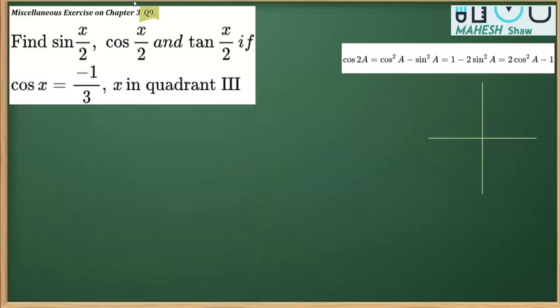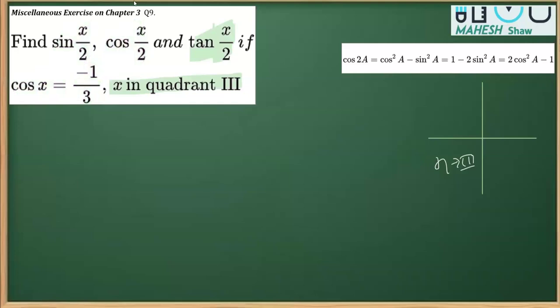We are now on question number 9, miscellaneous exercise, chapter 3, trigonometric functions, class 11th. In this question, we have to find the value of sin x by 2, cos x by 2, and tan x by 2. It says that the value of cos x is minus 1 by 3, and x lies in the third quadrant.